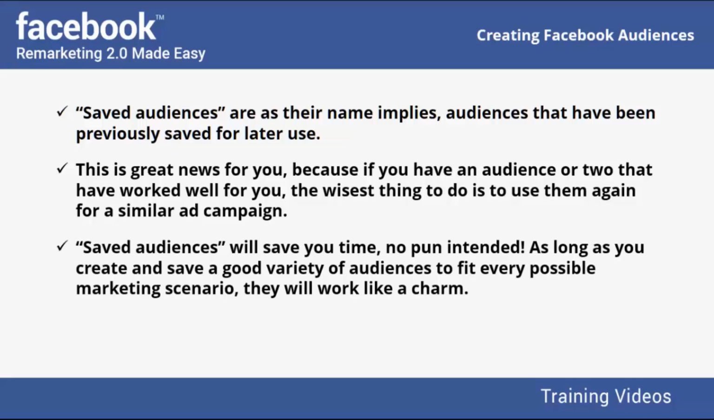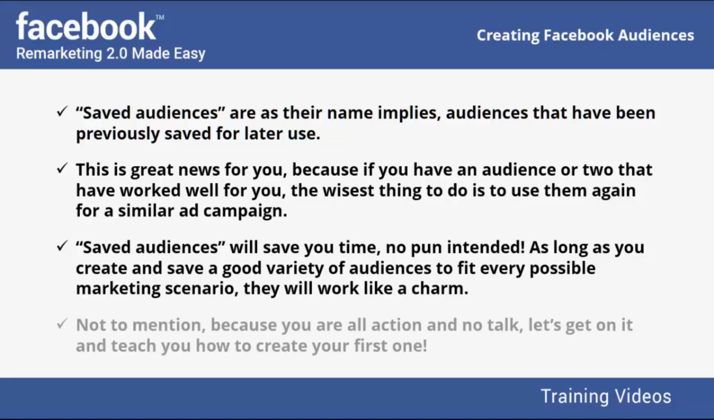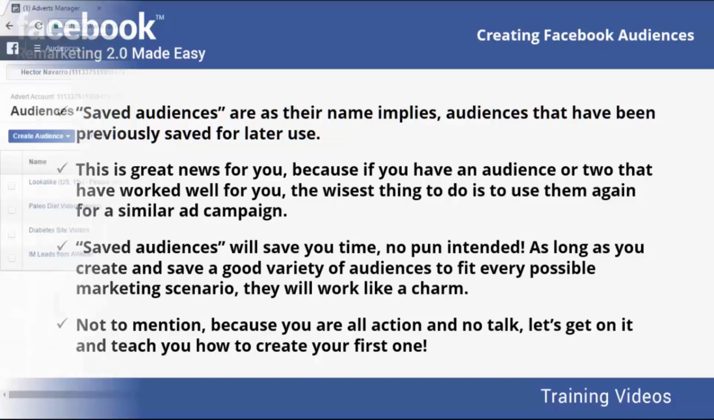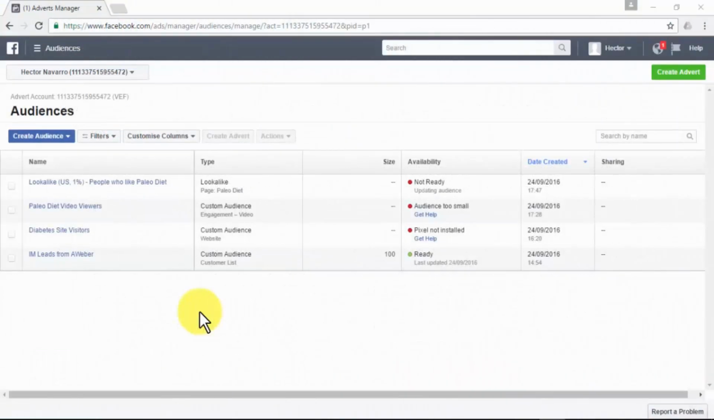As long as you create and save a good variety of audiences to fit every possible marketing scenario, they will work like a charm. Not to mention, because you are all action and no talk, let's get on it and teach you how to create your first one. First, let's go to the Audiences dashboard. Now, click on the Create Audience drop-down menu and select Saved Audience.